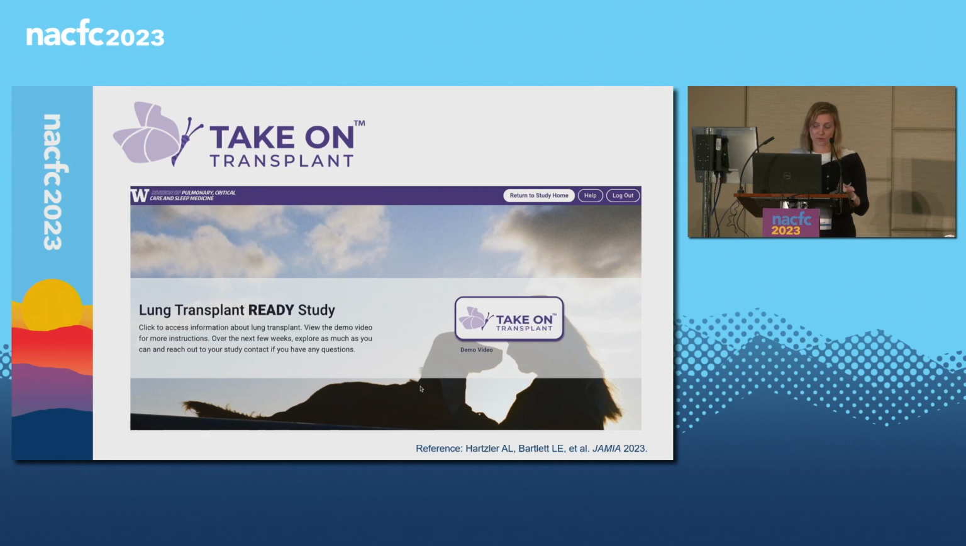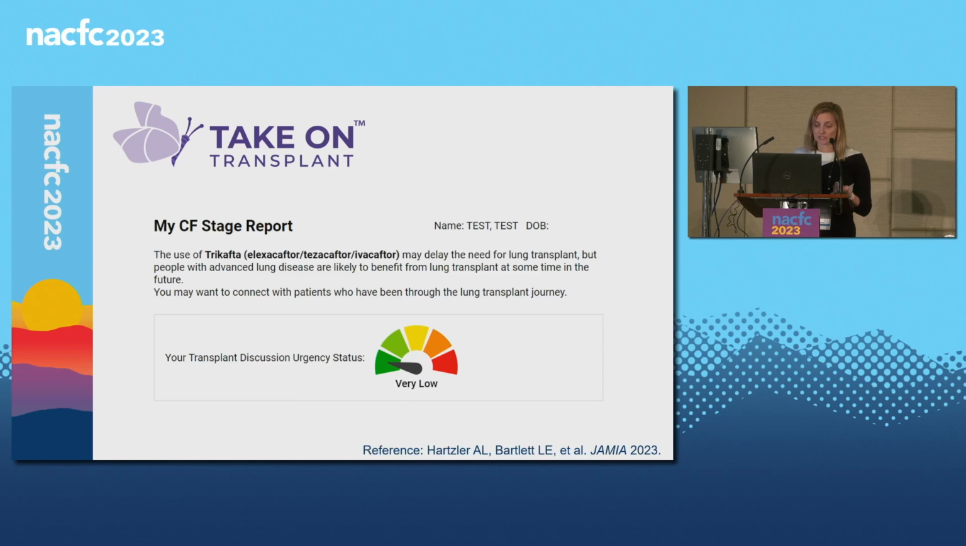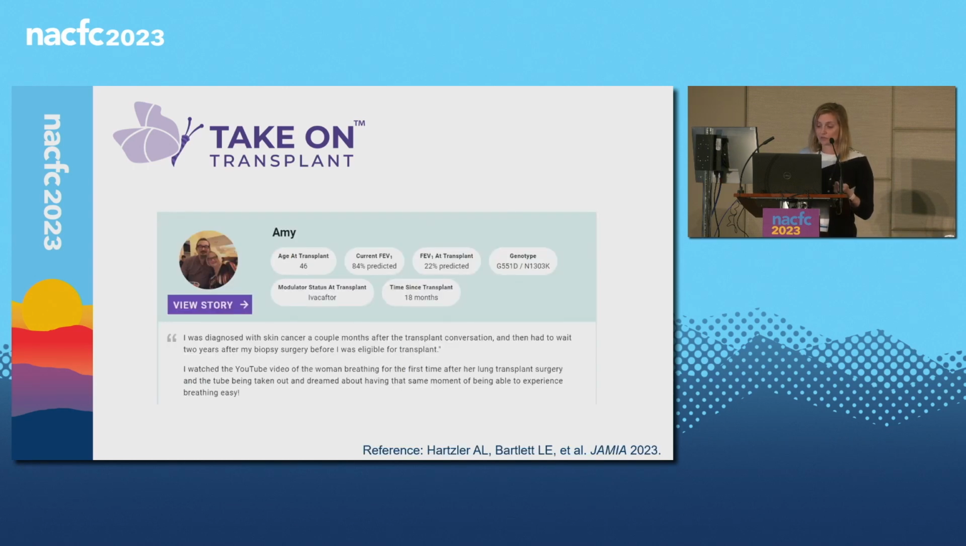So it has 4 components that are based on our prior research. And the first is My CF Stage, which is an assessment of disease severity and whether somebody's had a prior discussion about transplant. And it provides personalized recommended content based on the responses to the survey. There are CF stories, which are personal narratives from individuals with CF and caregivers sharing firsthand accounts of the transplant journey.